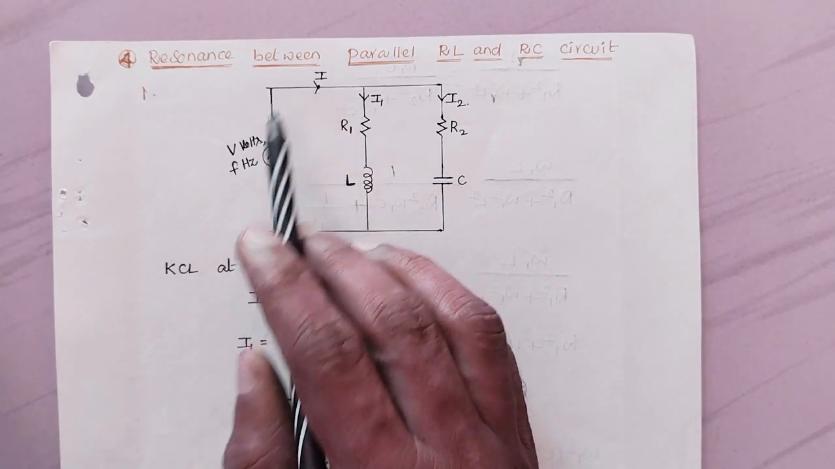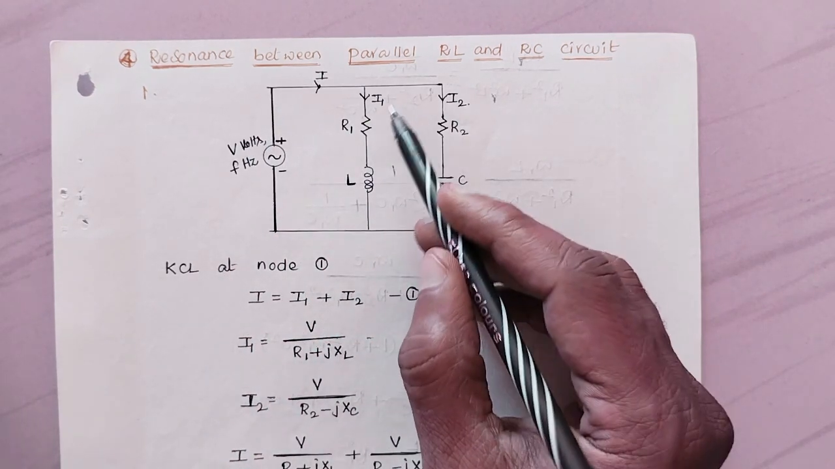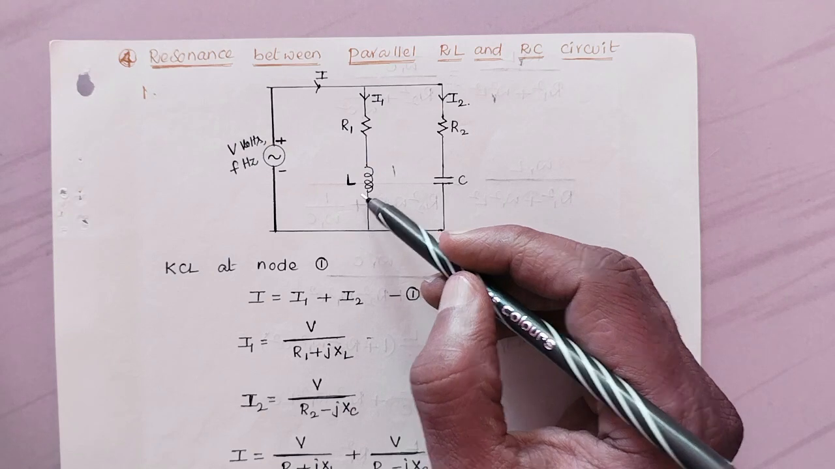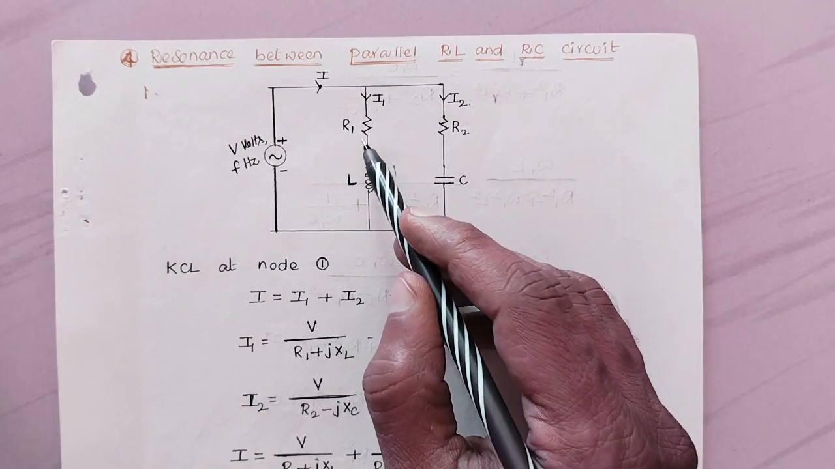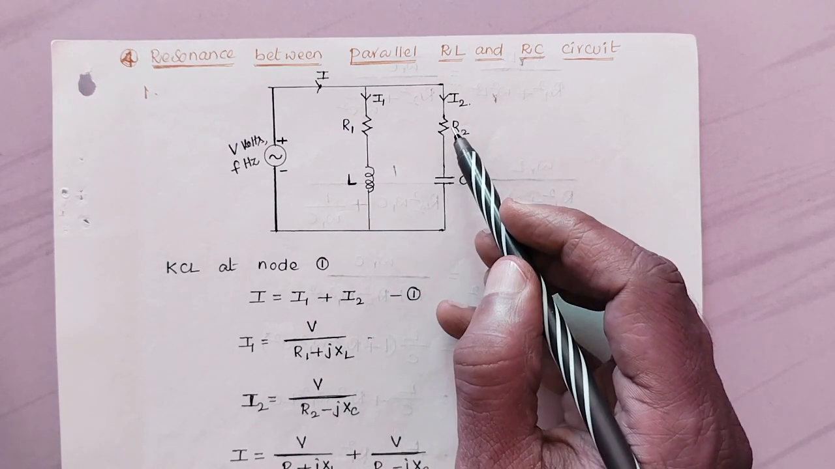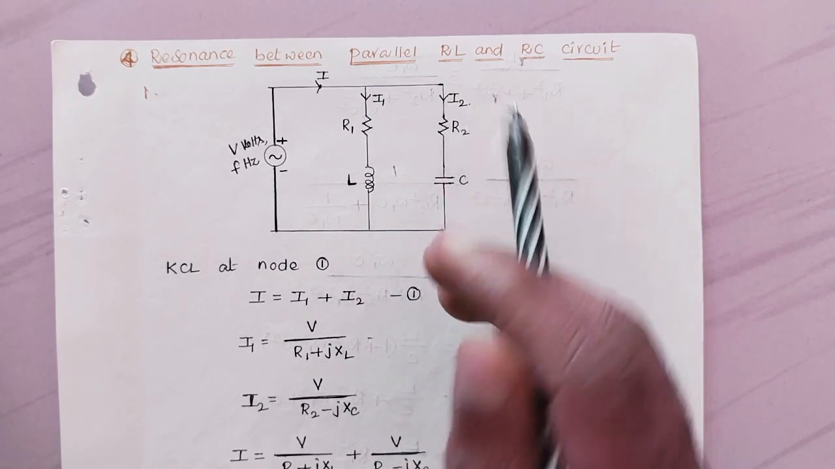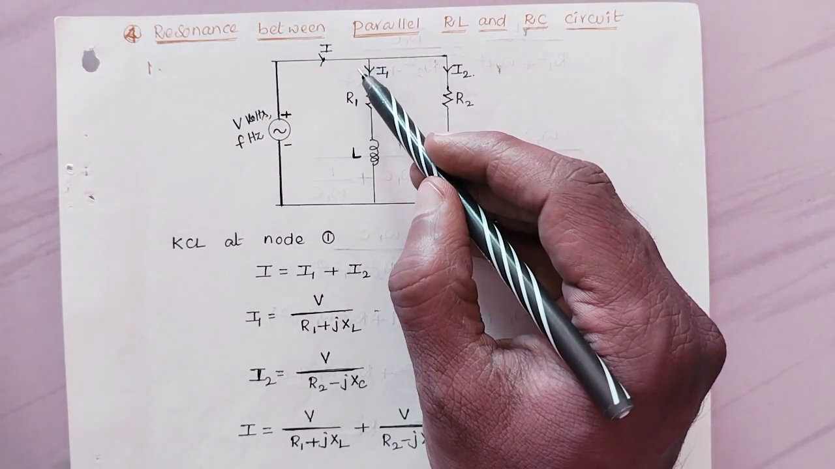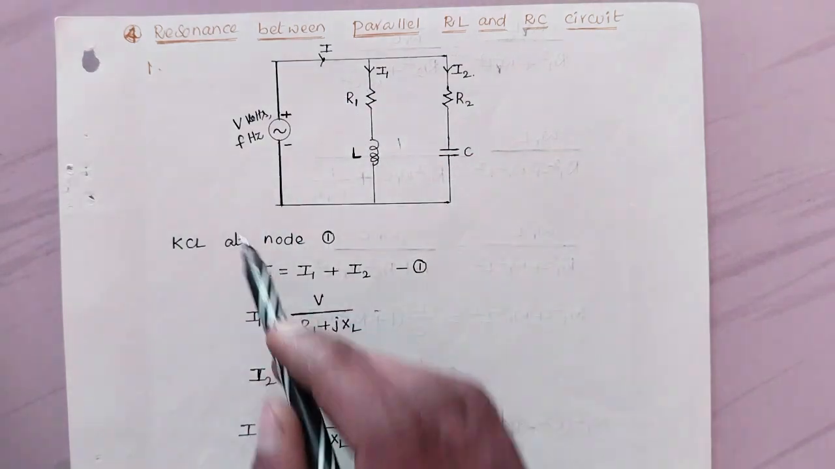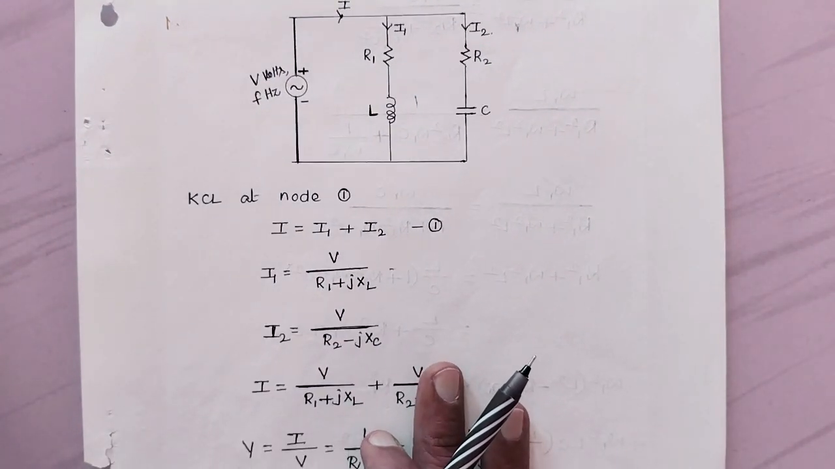Now there is a current coming from the voltage source, and that current divides into the branches. I1 is the current in the RL branch, and I2 is the current in the RC branch. Here we are taking R1 not equal to R2, so R1 is different from R2. Writing KCL at the node, we get I equals I1 plus I2.